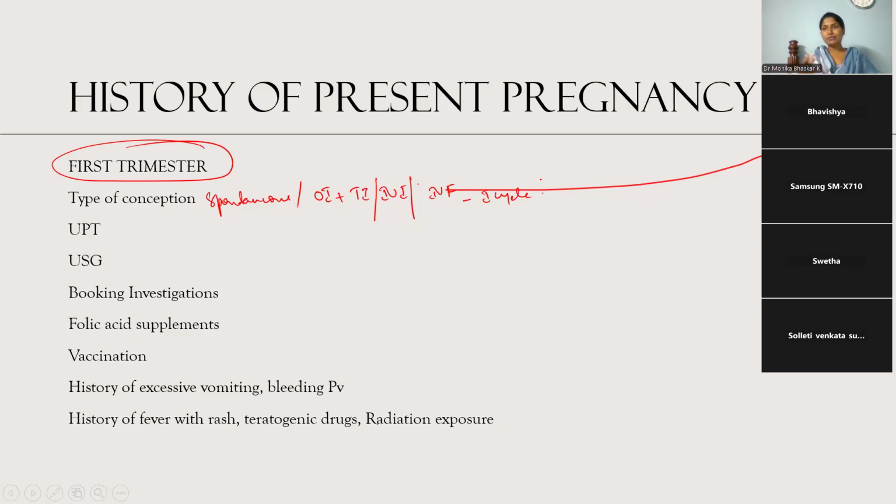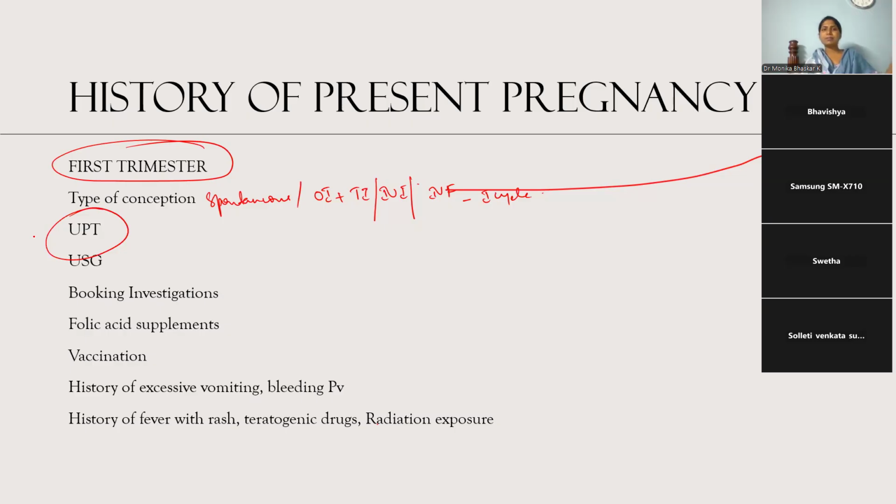So what is the type of conception is very important. The next important thing is the UPT. So what is UPT? Urine pregnancy test. So usually we ask the woman when the urine pregnancy test was done. So now all educated women do a UPT at home.